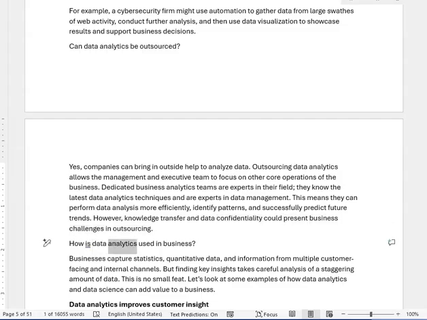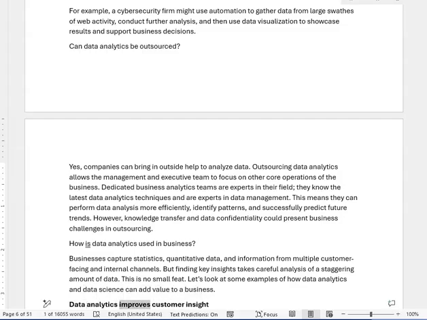How is data analytics used in business? Businesses capture statistics, quantitative data, and information from multiple customer-facing and internal channels. But finding key insights takes careful analysis of a staggering amount of data. This is no small feat. Let's look at some examples of how data analytics and data science can add value to a business.